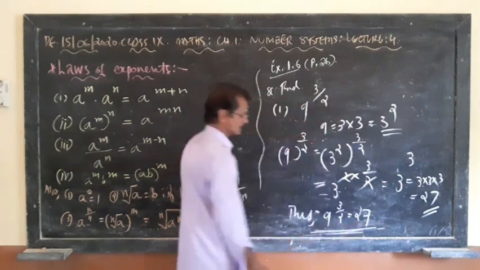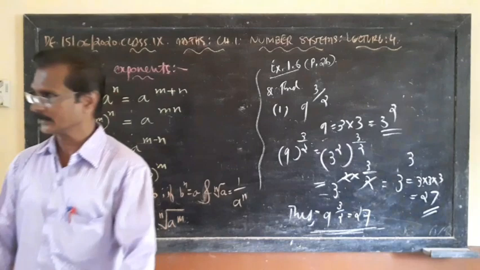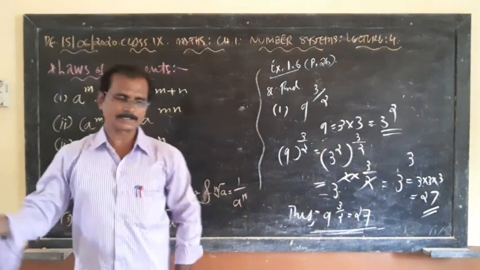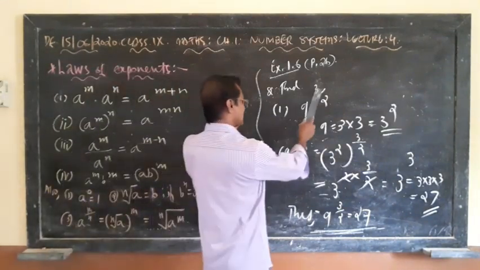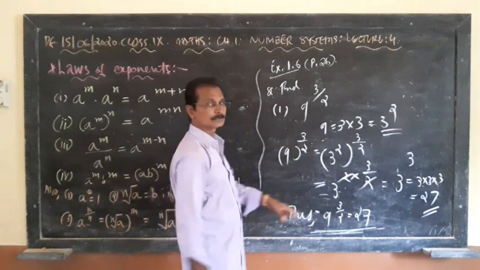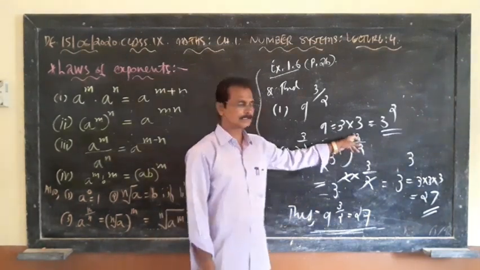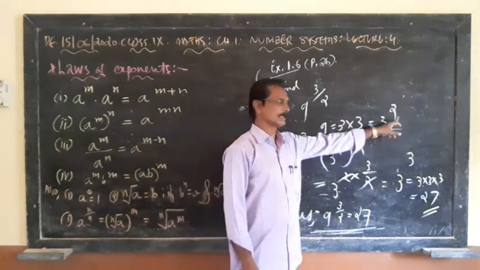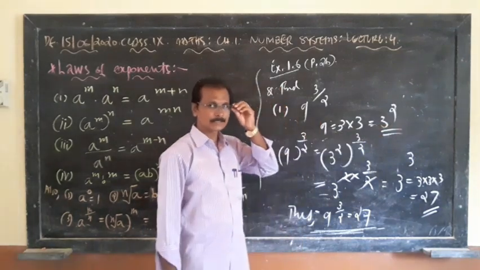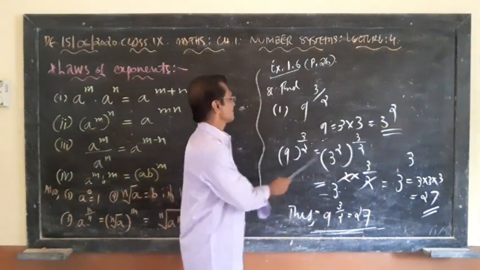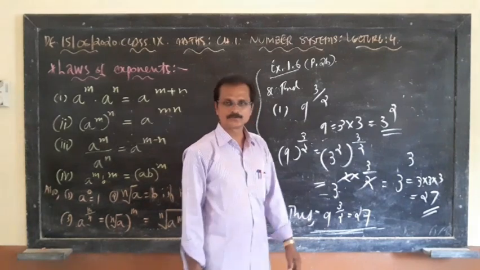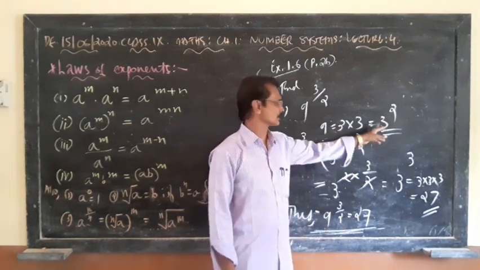9 raised to 3 by 2 equal to 27. I will explain once again. 9 raised to 3 by 2. 9 equal to 3 into 3, that is you can write 3 raised to 2. So 3 into 3, 9 is 3 square.